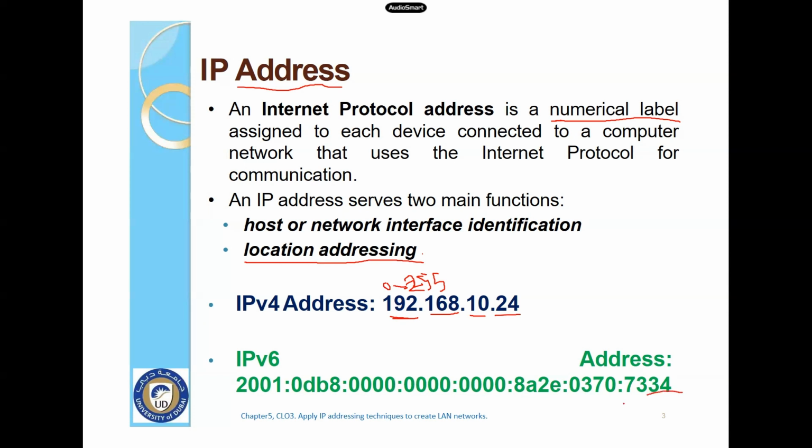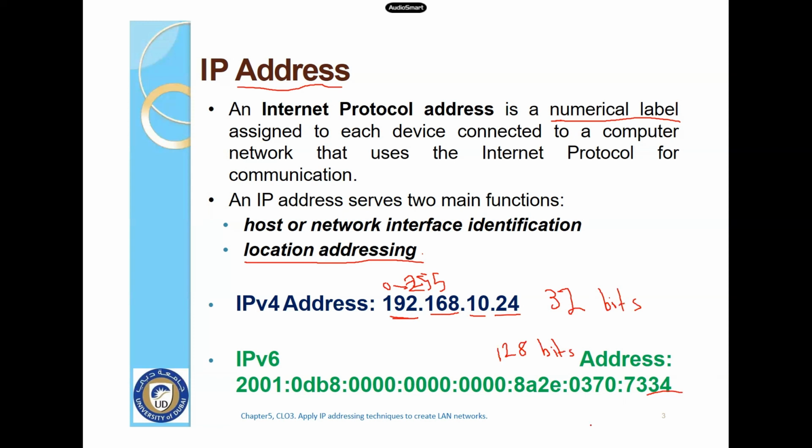If I ask you, what is the length of IP version 4? This is 32 bits, while IP version 6 is 128 bits. So that's a difference in the length.